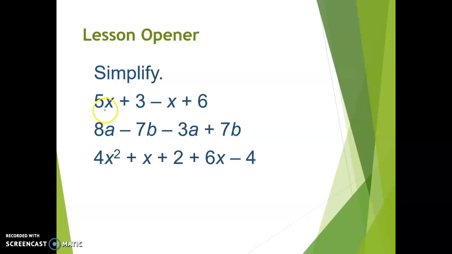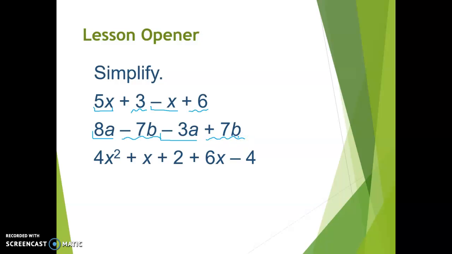So here we have two x terms. We have a 5x and a negative x. So we know that we can combine those, and then we have two constant terms with no variable, positive 3 and positive 6. In our second expression, we've got an 8a and a negative 3a. We can combine both of those. And then we have a negative 7b and a positive 7b.